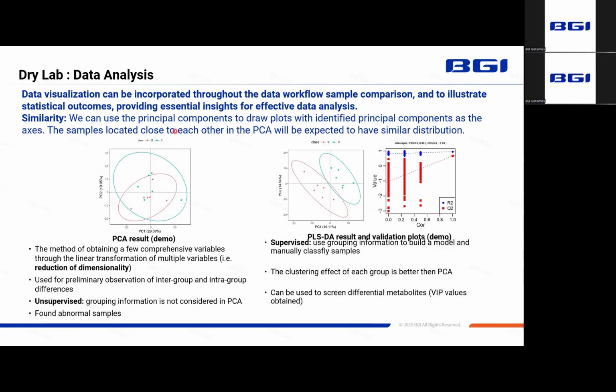For example, PCA is a method of obtaining a few comprehensive variables. So to say, reducing dimensionality, we can use it for preliminary observation of within-group or between-group differences. PCA is unsupervised, which means we are not considering grouping information in this stage, which can help us to find abnormal samples. Then the PLS-DA is another similar method, only it is supervised.